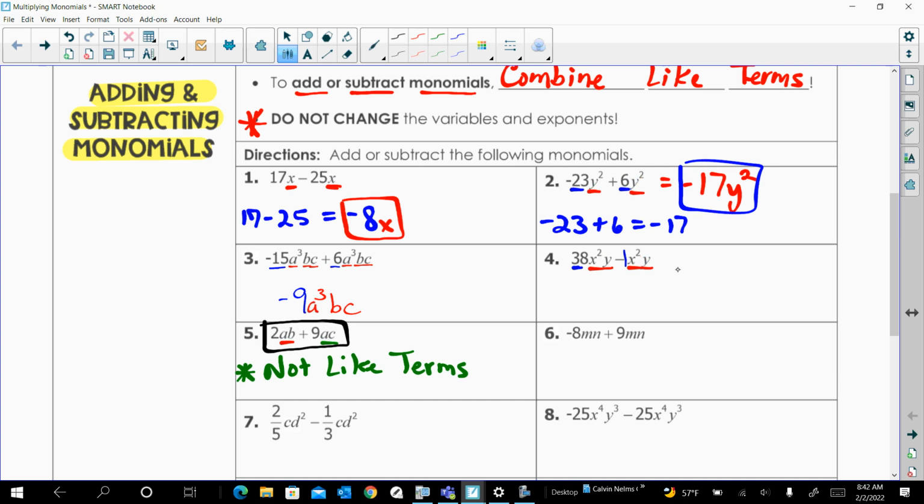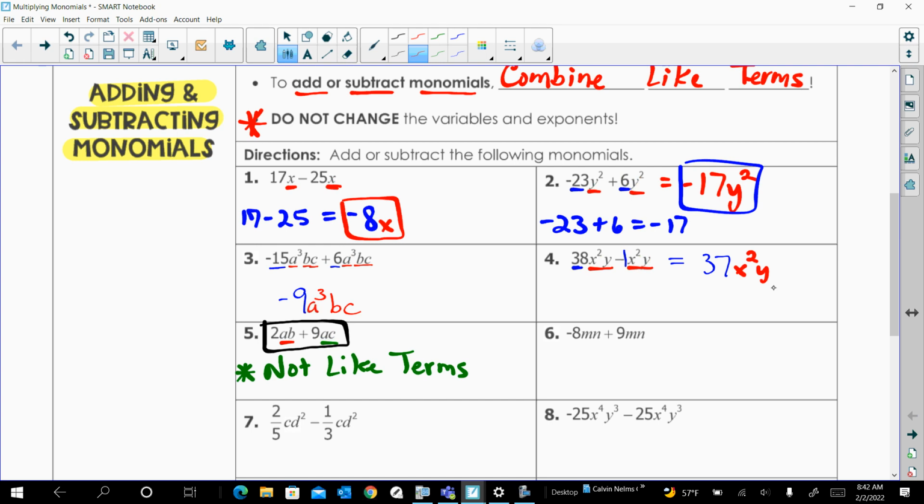Okay, so this equals what? 38x squared y minus x squared y will leave you with 37, which is our coefficient, and then x squared y. Yes, you keep the same letter product, okay?